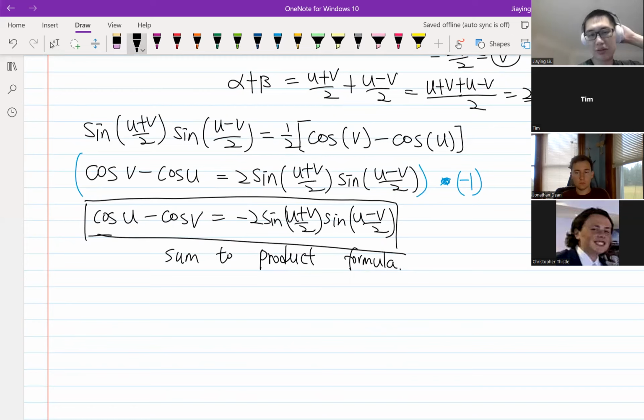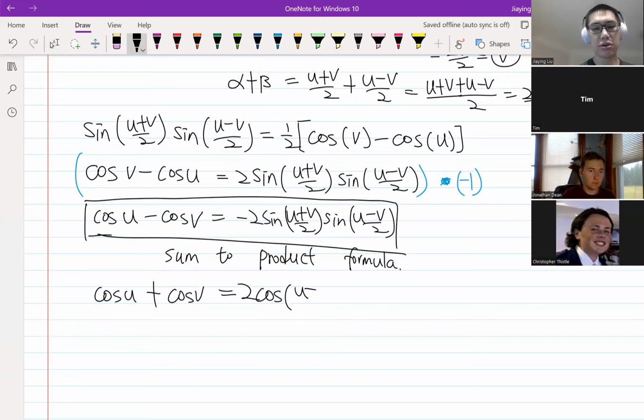And remember the 4 previous product to sum formulas, right? So that means there are going to be 3 new formulas from sum to product. So let me just copy them down again. I don't really require you to memorize them, and there's really no need to. But I just want to write them down so you can see them. So this is cosine u minus cosine v. The next one is cosine u plus cosine v, and that's equal to 2 cosine u plus v over 2 times cosine u minus v over 2.